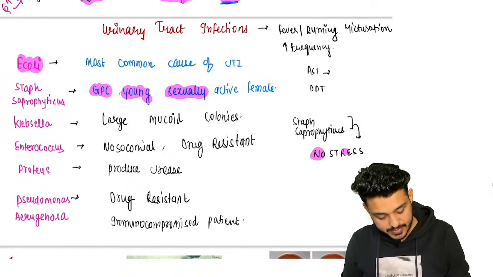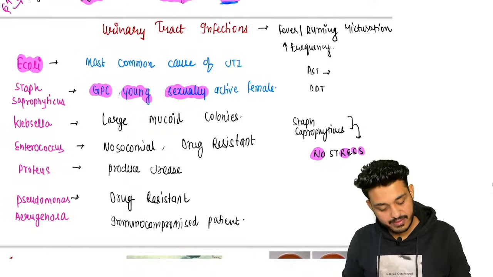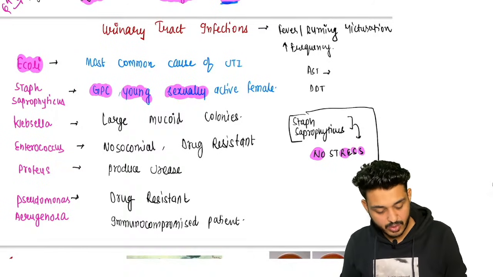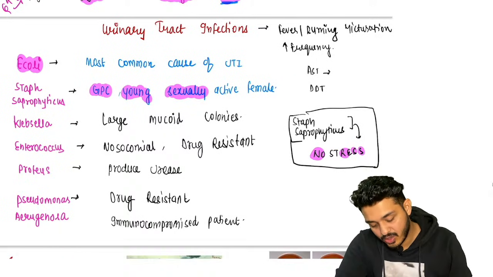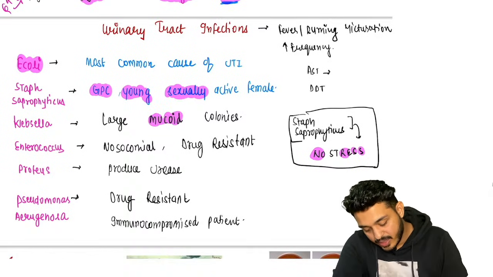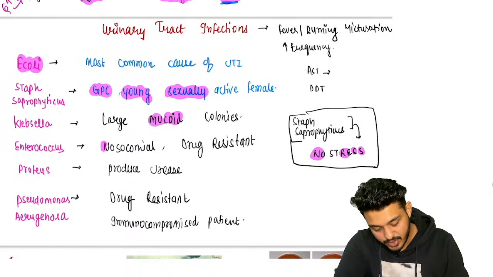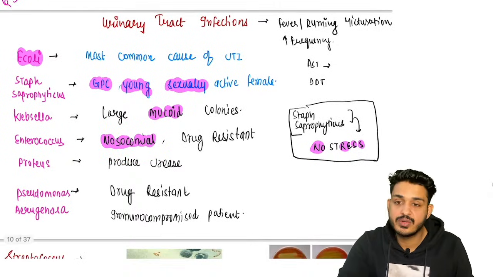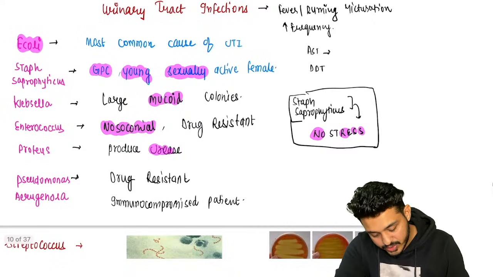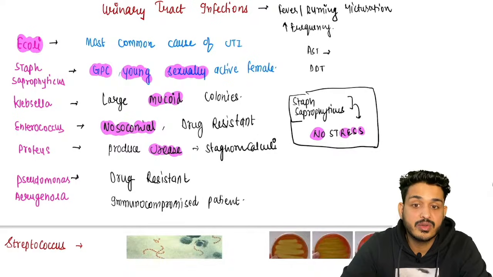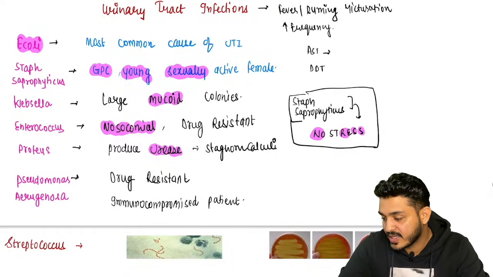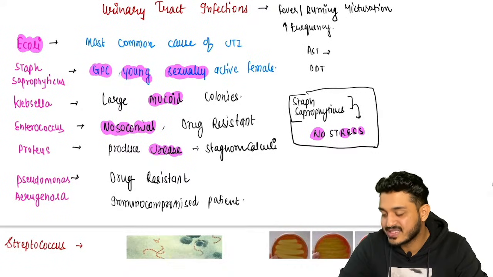So novobiocin resistant is going to be what? Staph saprophyticus. Remember, Staph saprophyticus is going to be novobiocin resistant. Sensitive is going to be what? Epidermidis. Klebsiella can cause large mucoid colonies, right? Enterococcus can cause what kind of infection? This is going to be nosocomial type of UTI, drug resistant nosocomial UTI. Proteus can produce urease, and this can lead to what? Staghorn calculi. Can anyone tell me if they are radio opaque or radiolucent? Meaning they appear white on X-ray, or they do not appear in the X-rays.